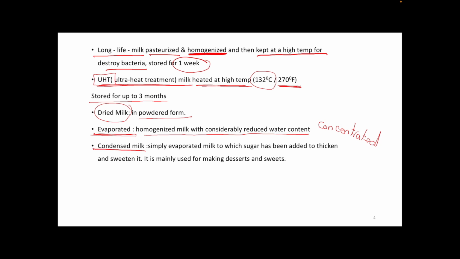Okay, then the condensed milk, it's also evaporated and sugar has been added to thicken and sweeten, and it's used for desserts and sweets. Okay, all these types are the types of milk that can be available in the market. You can find them in the supermarket or in the hypermarket. Any milk container you use will have one of these terms on its pack.